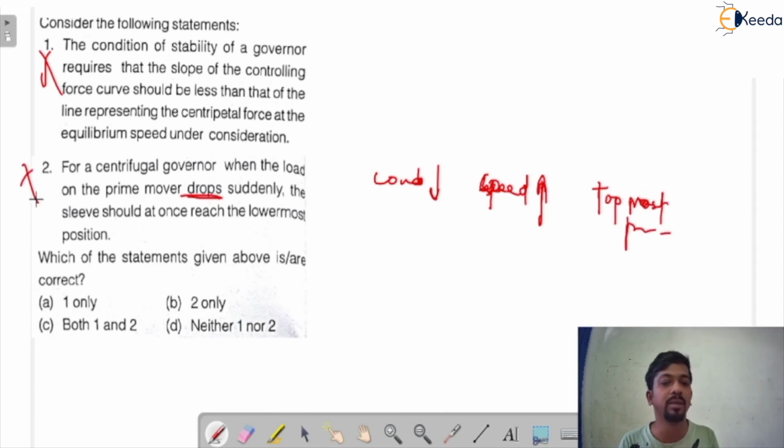So this is also a wrong statement. So both are incorrect statements. So option D would be the correct answer.